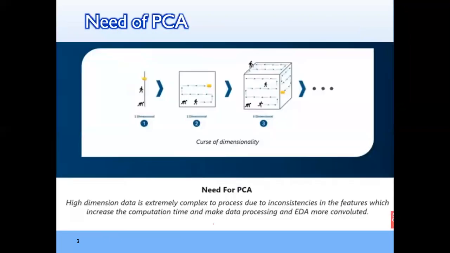So why do we need PCA here? You know the curse of dimensionality: high-dimension data is extremely complex to process due to inconsistency in the features, which increases the computation time and makes data processing and analysis more complex. Every time we say my machine learning model gives better results when my data set is very large, with a very large number of dimensions, my accuracy will be good. But there is one pitfall of high-dimension data sets, that is the curse of dimensionality.